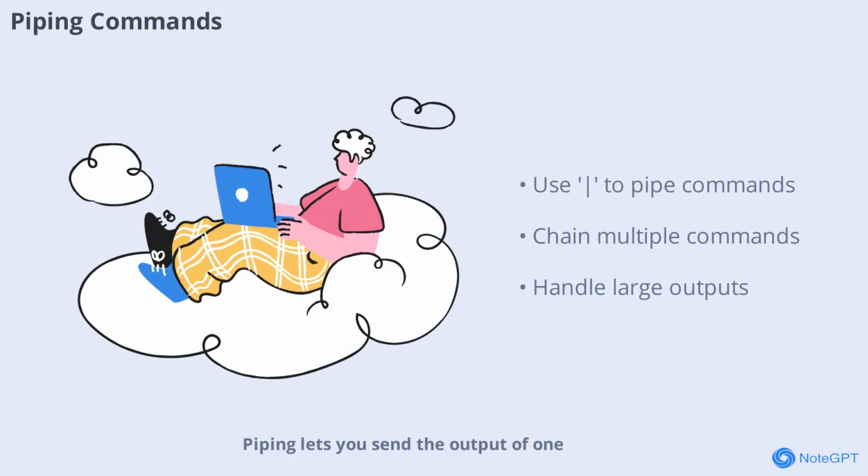Typing | lets you send the output of one command directly into another command using the pipe symbol. For example, dir | more displays the directory listing one page at a time. This is especially useful for handling large amounts of information. Piping can combine multiple commands into powerful workflows, making Command Prompt a flexible tool for advanced users.